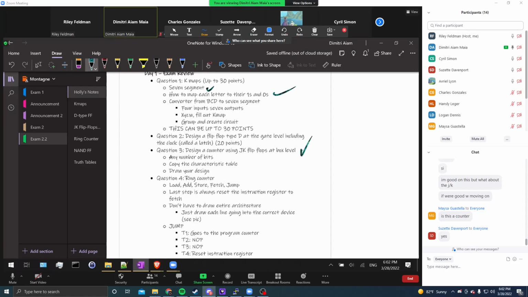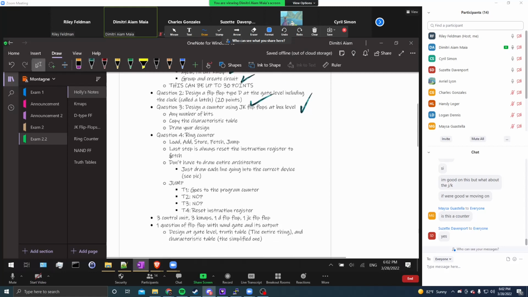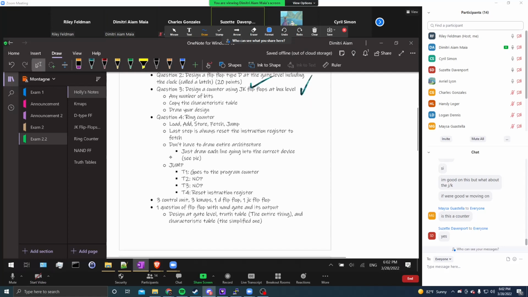We did this one. We also did this one. We did this one too. This one we did as well. Ring counter. What does ring counter do? It's the one with the control unit. So the fetch, load, store. Oh yeah, I remember that.